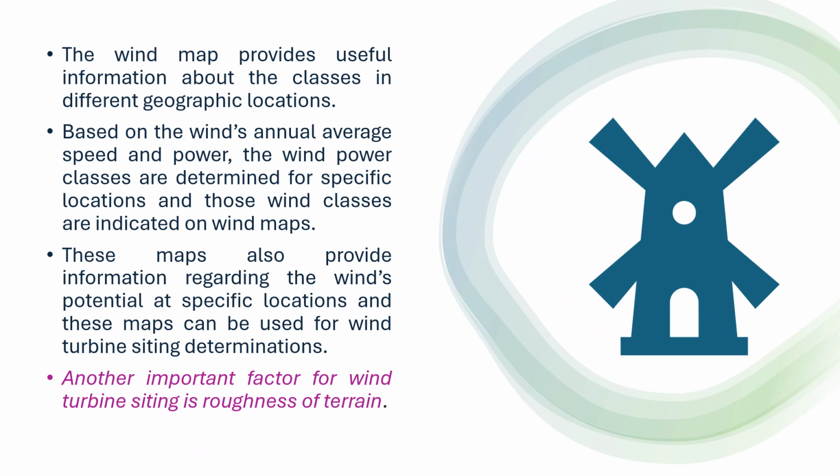Okay, these maps also provide information regarding the wind's potential at a specific location, and this can be used for wind turbine siting, to determine where it can be sited. Based on the power classes and the power density, we can conclude whether it is a suitable place to locate it or not. Another important factor for the wind turbine siting is the roughness of the terrain. So like the wind power classes or the wind power density, roughness of the terrain is also one important factor which decides the wind turbine siting.